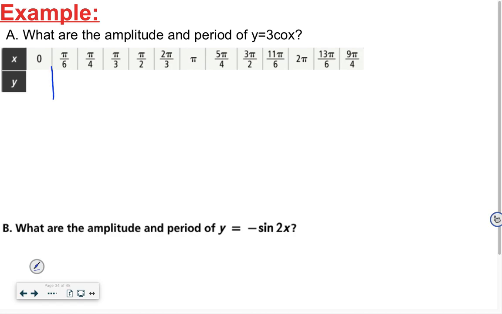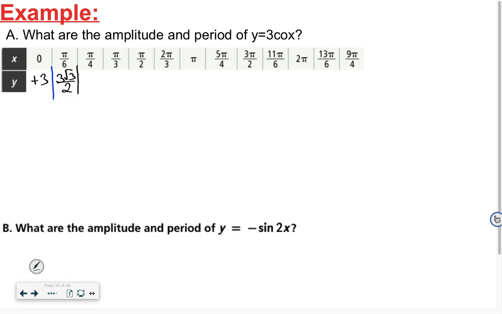If you substitute 0 into the function, you will get positive 3. If you substitute pi over 6, pi over 6 is going to be 30, cosine 30 is radical 3 over 2, times 3, 3 radical 3 over 2.